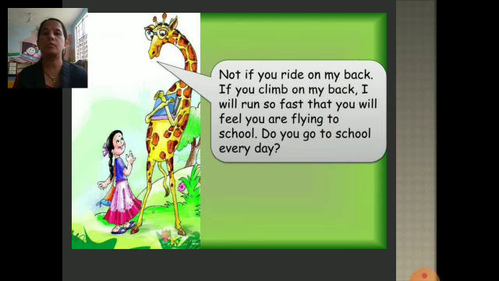Then what does the giraffe say? "Not if you ride on my back. If you climb on my back, I will run so fast that you will feel you are flying to school."